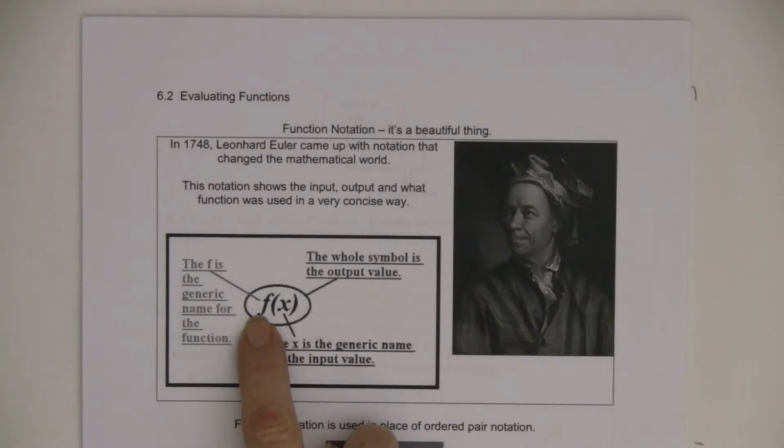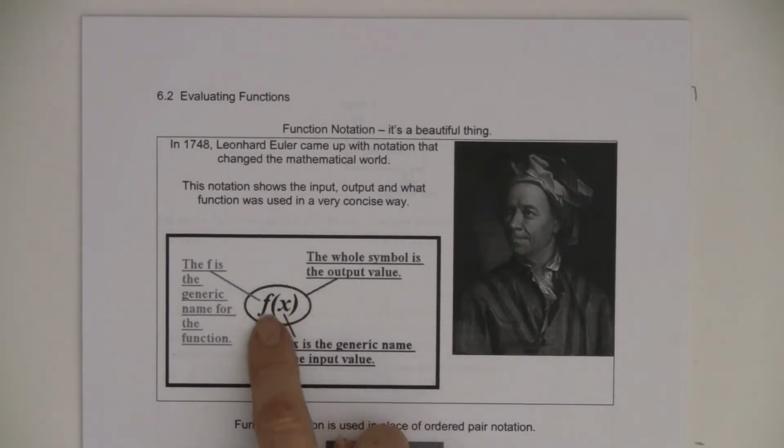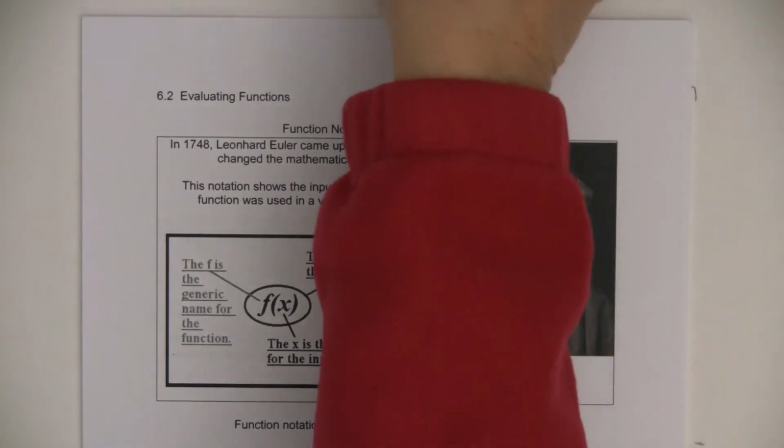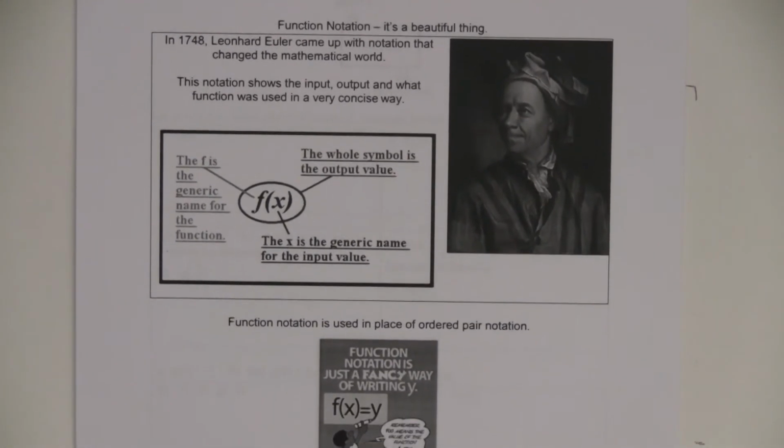This is the generic name for the function f, at x or of x, people would say. I like the word at better. And that's the generic name for the input value, an x value. And the whole symbol is the output value. And remember, our input was our x and our output was our y. And so this function notation has both of those in there.